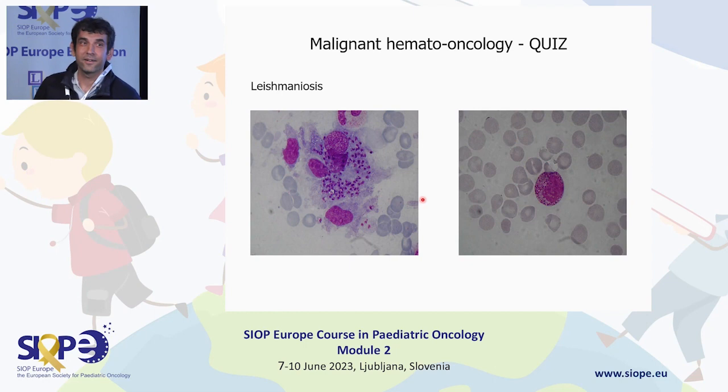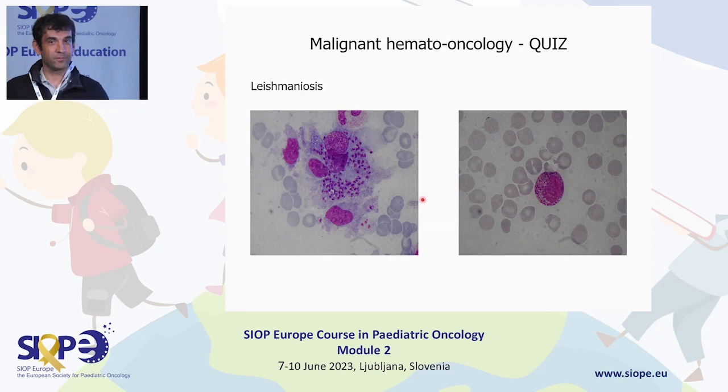Pardon? No. It has an albinism, the patient. Yeah, this is Chediak-Higashi. You can see these pathological granules in the cells.